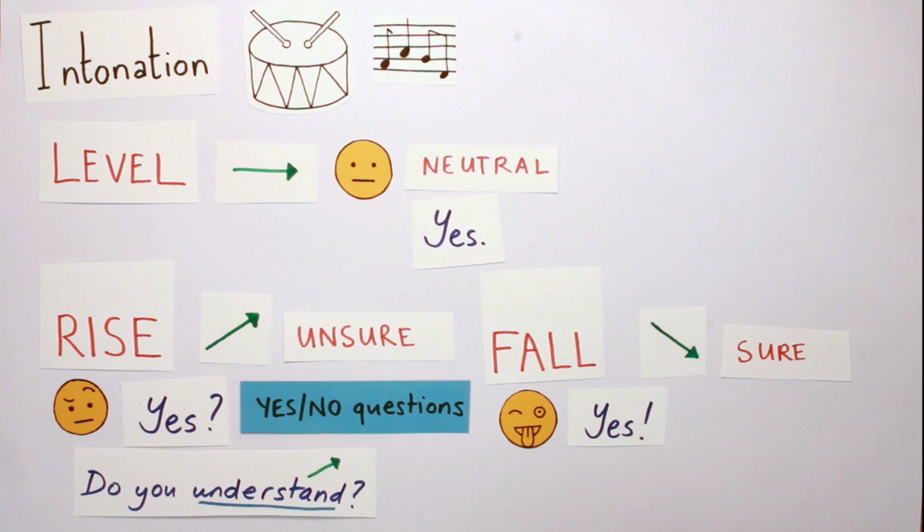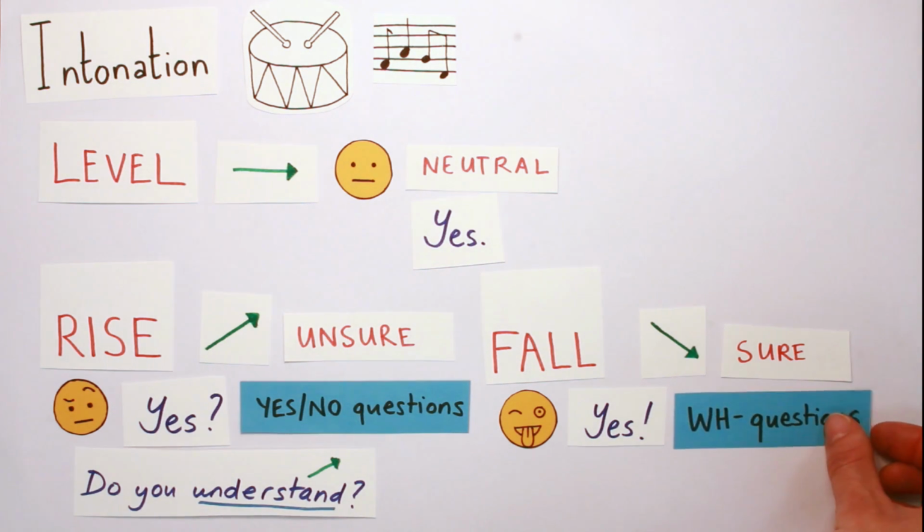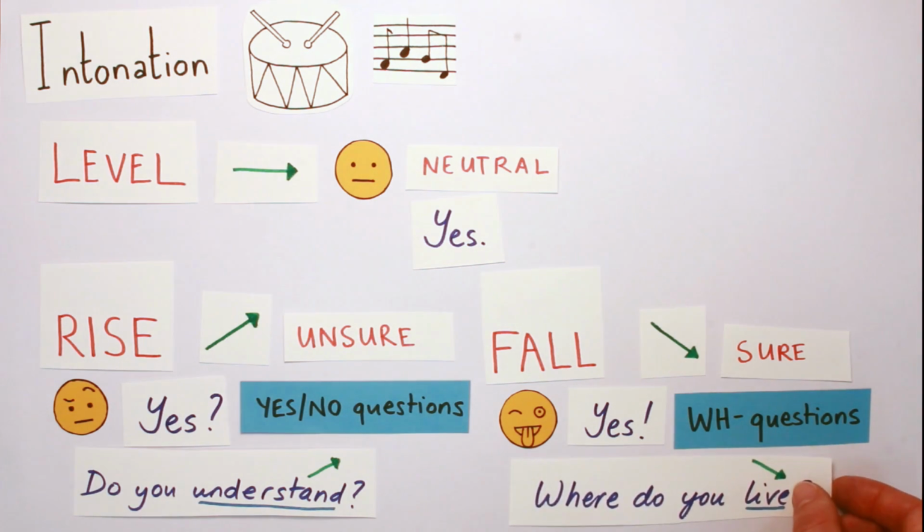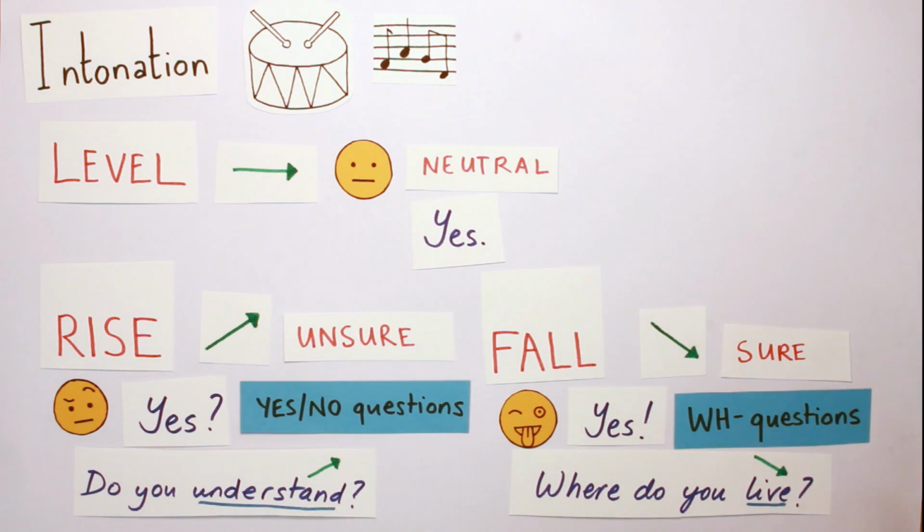In WH questions, for example, however, your voice goes down at the end. Where do you live? Where do you live? And that's because I'm sure there is an answer. This person has one answer for where they live. Where do you live? Okay, so that's intonation.